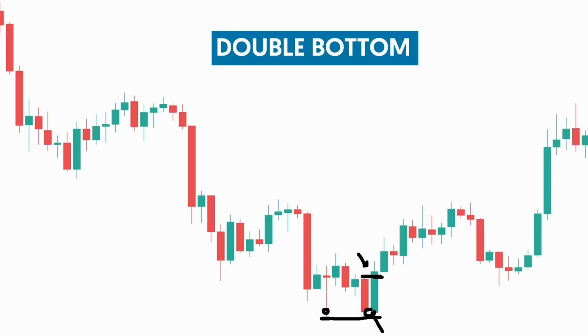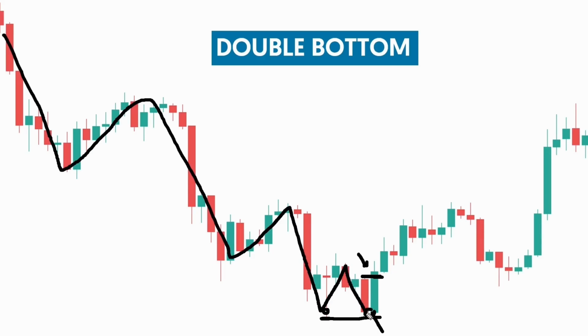Nice uptrend. We were on a downtrend, making lower lows. Here we have two lows at the same level, and now the price starts making higher lows. This low is higher than this one and it starts to make higher highs. This high is higher than this one. This high is higher than this one.